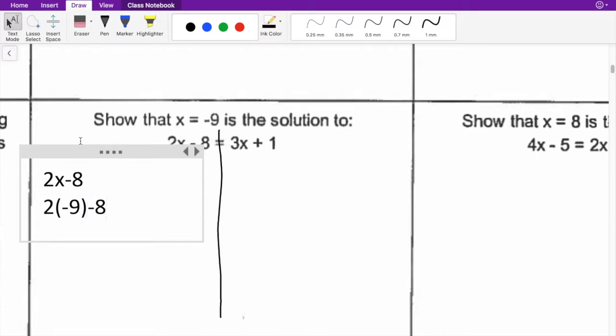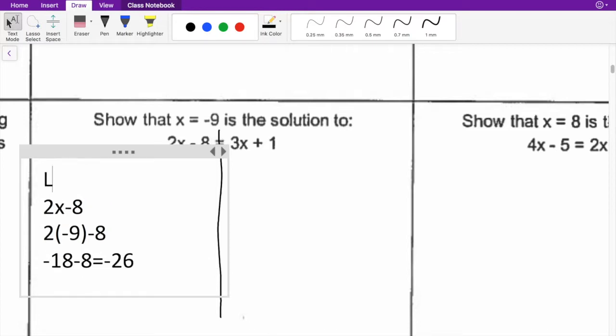Alright. So 2 times negative 9 is going to be negative 18 minus 8, and that is going to equal negative 26. Remember, a negative and a negative, it's not multiplication here, so a negative is going to get more negative when you minus more off it. So my left side, let's go LS for left side, is going to equal negative 26.